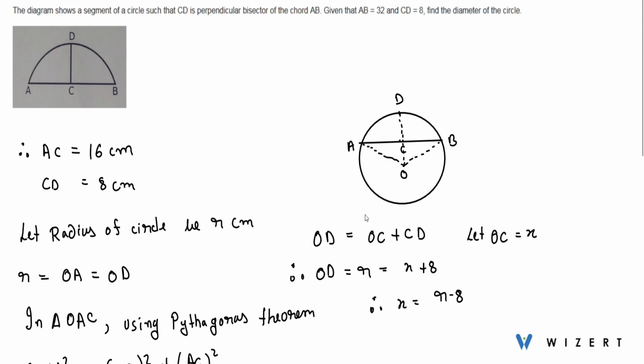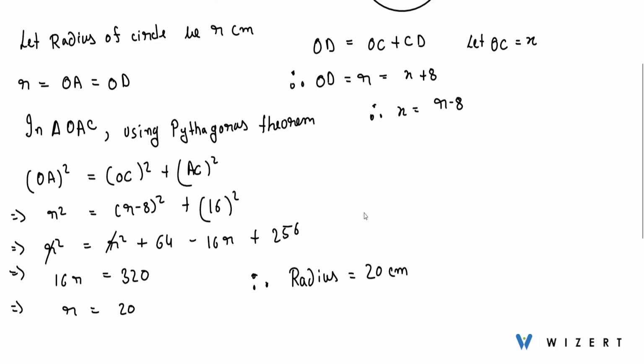Now let's observe the question one more time. In the question they have asked us to find the diameter of the circle. Therefore diameter is nothing but 2 times radius. So diameter will be equal to 2 multiplied by 20, which will be equal to 40 centimeter. So this will be the required final answer.